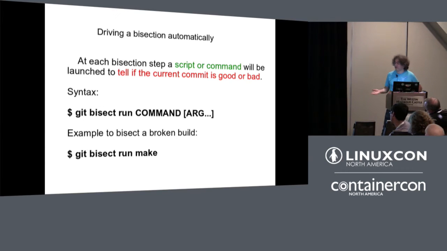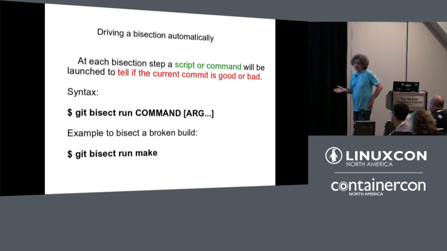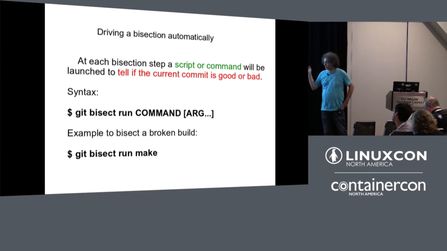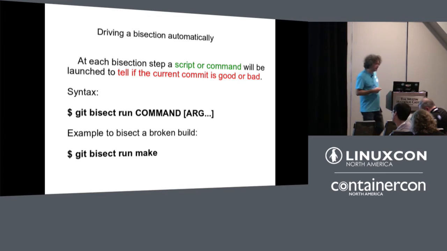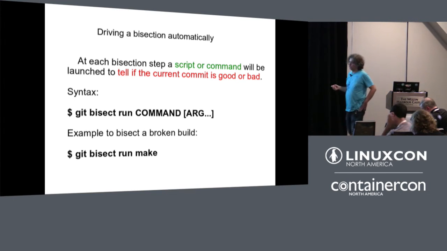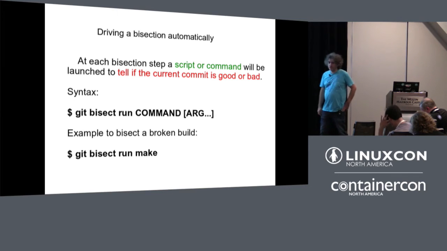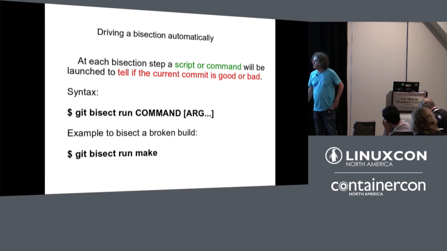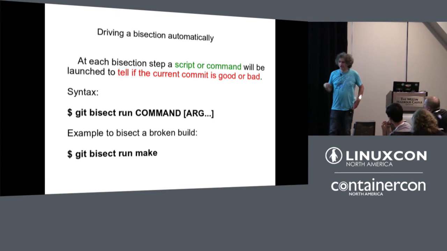And the other way to bisect. Previously, this was the manual way to bisect. You had to test each commit that Git had checked out and then say whether it was bad or good. But you can just use git bisect run and give it a script that will be used to check each commit. So for example, if you are bisecting a broken build, you can just say git bisect run make, and it will run make automatically at each commit to say whether it's good or bad.